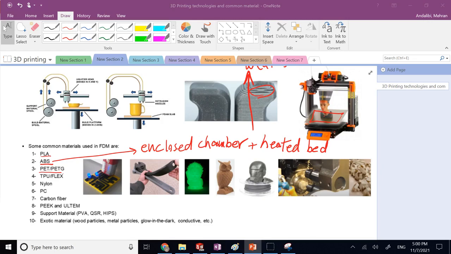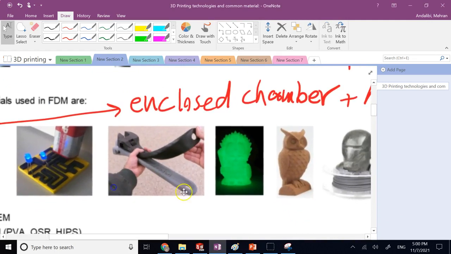There are other plastics. One of them is TPU, TPE, and sometimes they might be called flex. These are the flexible plastics. These are the ones that you can make flexible material from, and they can make so many nice parts, like what you can see here.